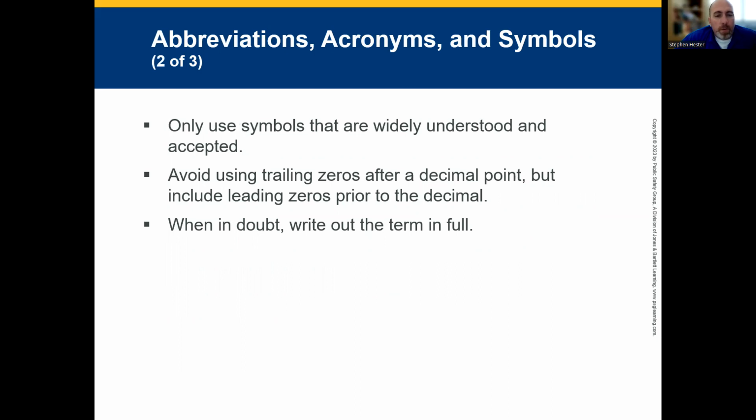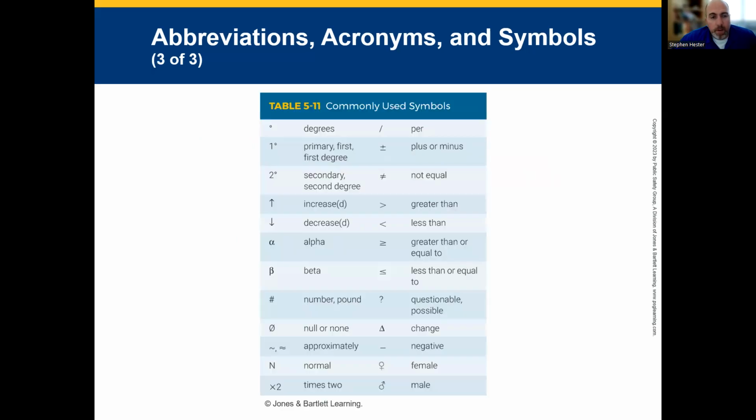All right, only use symbols that are commonly understood and accepted. Avoid using trailing zeros after the decimal point, but include leading zeros before the decimal point. So like 5, I wouldn't write 5.0, I'd just write the number 5. However, 0.5 is a whole different measurement as far as the decimal points are concerned. And if you don't know, just write the full term out. That way you've got the whole word there.